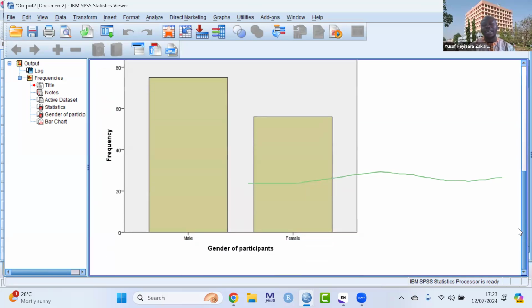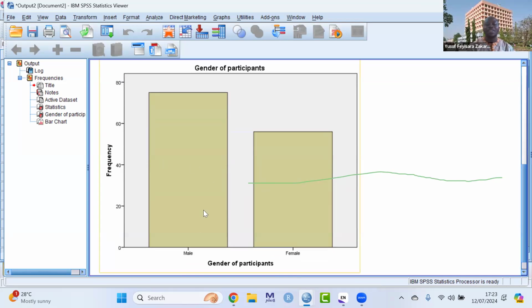Then what about the bar? You know, I requested for bar chart. Now, just give me the bar chart, right? You see the frequency. Remember, we have two options for bar chart. We can take the frequency or we can take the percentage. For now, we are taking the frequency. So the number of male, you see it up here, and the number of female follows because there are more males than females who responded to the questionnaire.